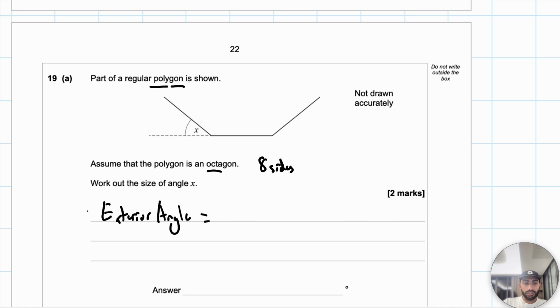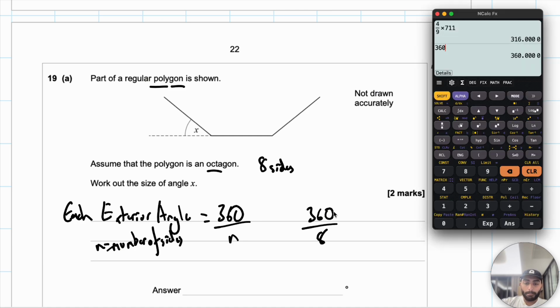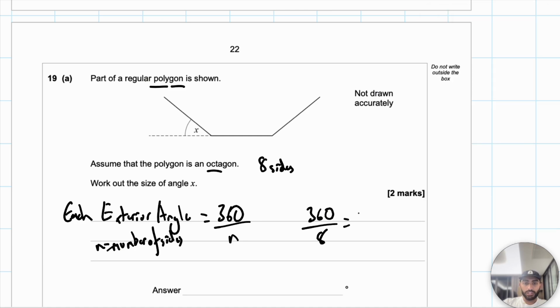The formula is each exterior angle is 360 divided by n, and n is the number of sides. The number of sides here is 8, so we're doing 360 divided by 8, which is 45. Each angle is 45 degrees.